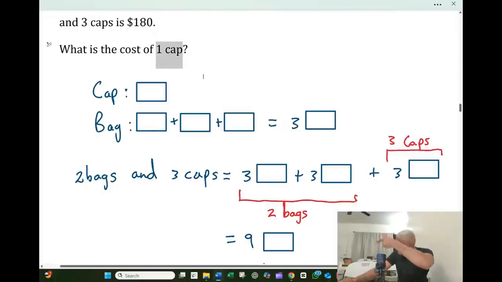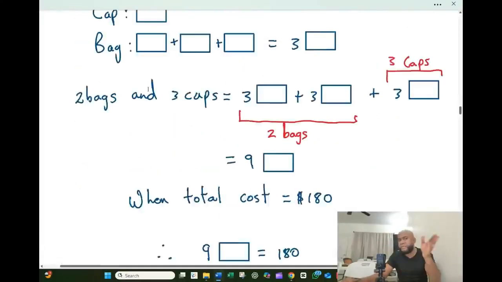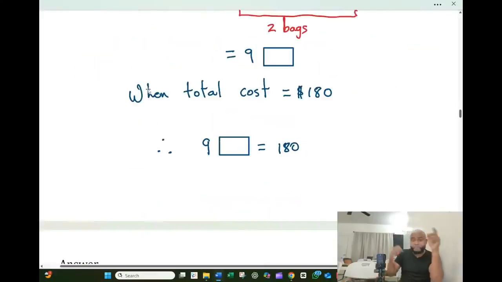Always go back to your question, and make sure you understand what you're asked for. Something students commonly do here is find the cost of 1 cap and then go and find the cost of 1 bag too, which is wasting time. So, what do I do with this 9 when I carry it here?